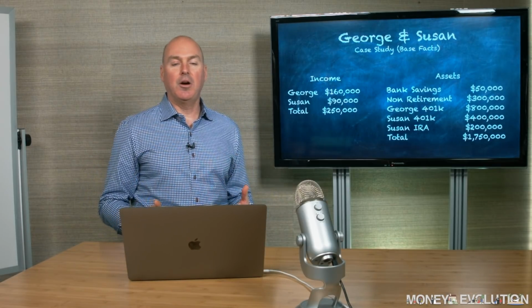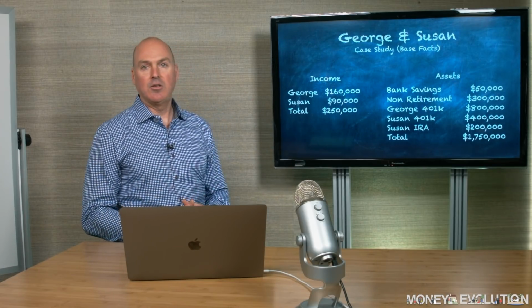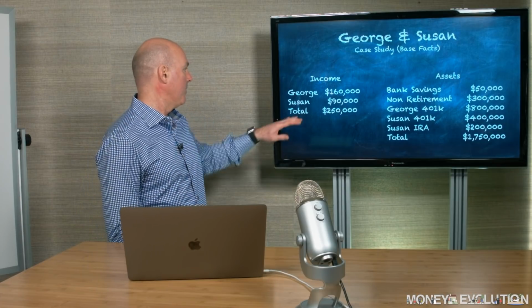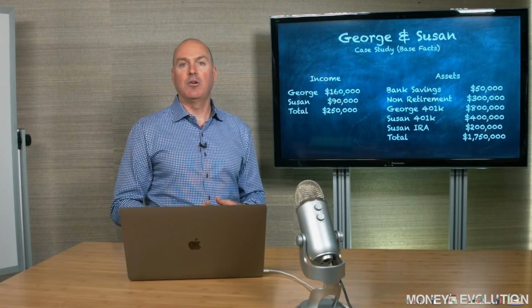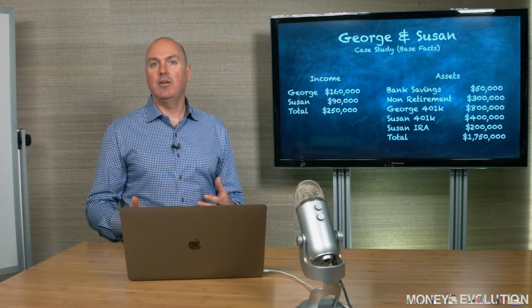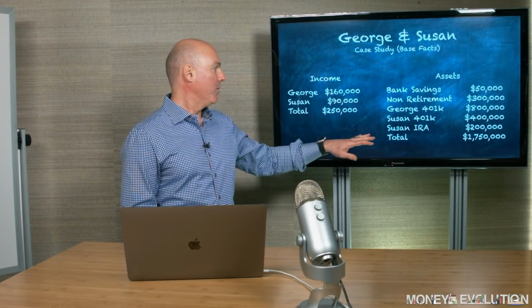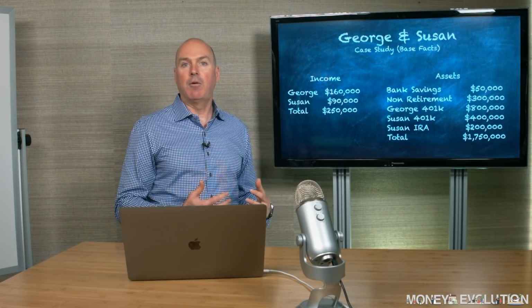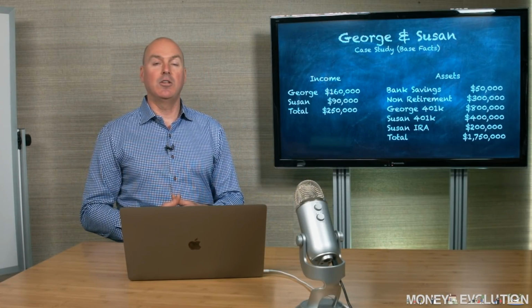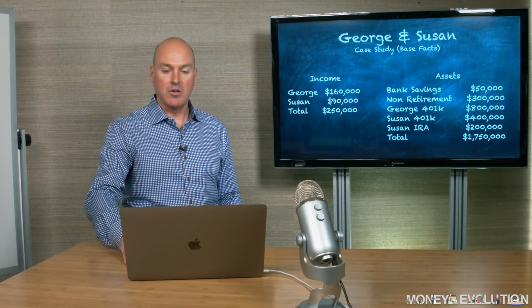Now let's take a look at their other income and assets. Again, we said they had great jobs. In fact, their total household income between the two of them is $250,000 a year. They also have total liquid investable assets of $1,750,000, and that's split between some bank savings and non-retirement accounts. They also have their 401k plans at work. And then Susan also has an old 401k plan that she rolled over into an IRA account. So we're going to talk about some strategies of what she might be able to do with that also.